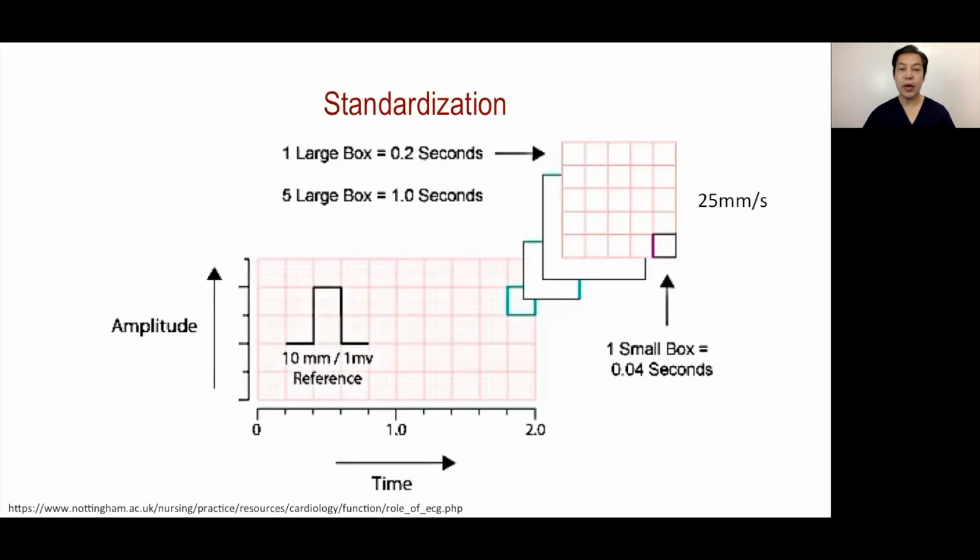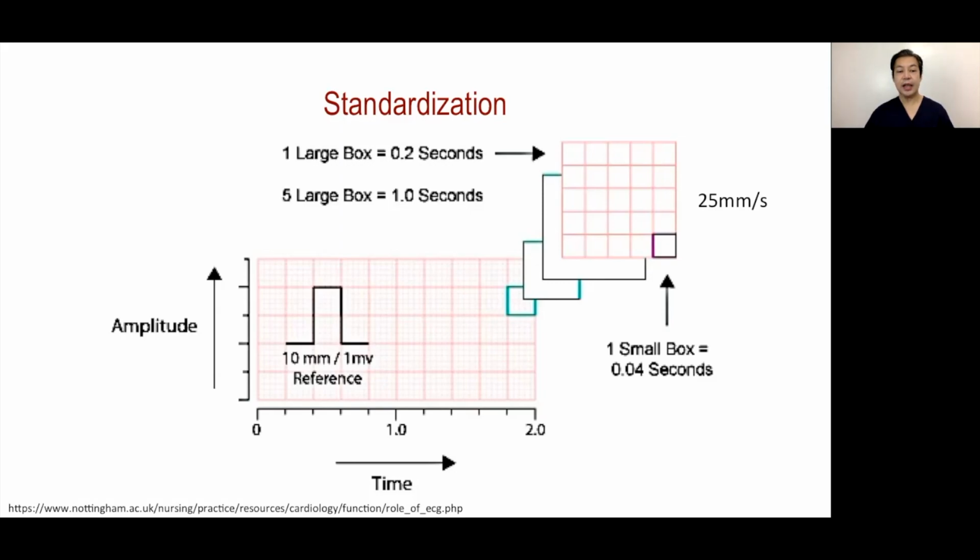Now, when it comes to the recording, it is also important that we appreciate and look at the standardization. The paper speed, which will be measured in time, is running at around 25 millimeters per second. That will give you this time frame when you look at the boxes of the grid of the paper. One big box, which is composed of 5 small boxes, will give you 0.2 second. Now, each small box will be 0.04 second. And if you count 5 big boxes, 1, 2, 3, 4, 5, 5 times 0.2, they will represent 1 second.